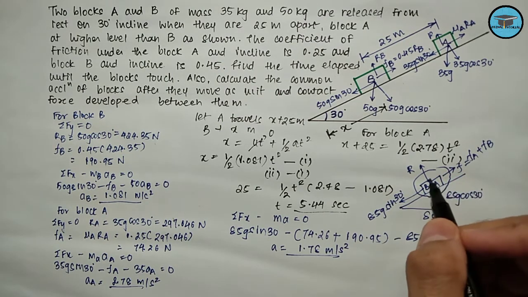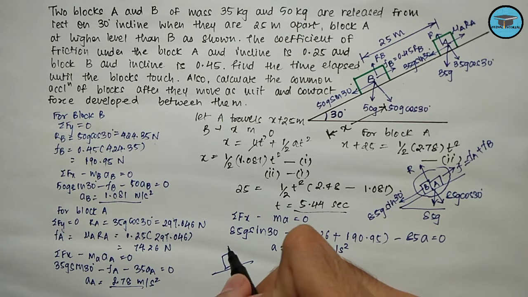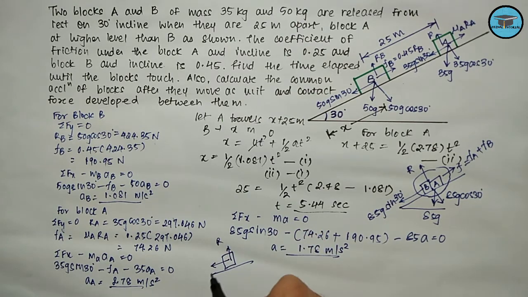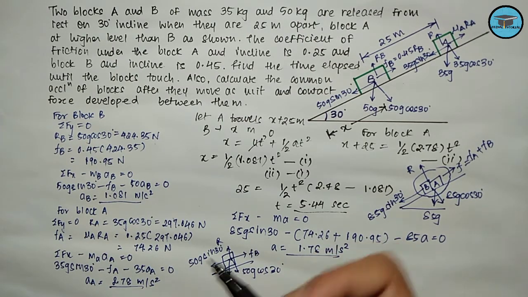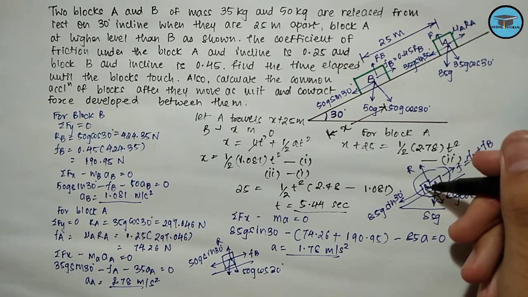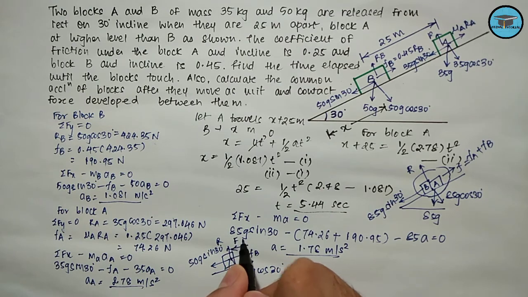So we are drawing the free body diagram for block B when block A is in contact with block B. So there will be reaction R, 50g sin 30 in this direction, 50g cos 30 in this direction, frictional force Fb in this direction, and the contact force acting on block B coming from block A would be acting in this direction. Let us take this as Fc.